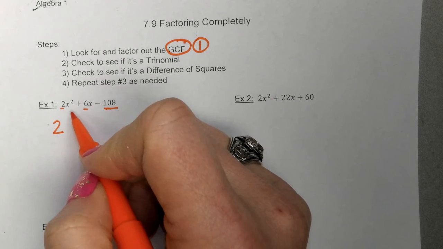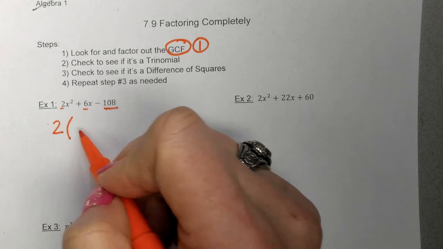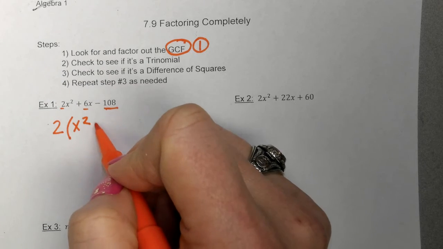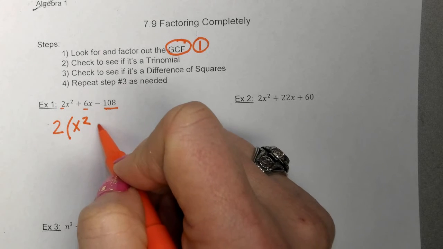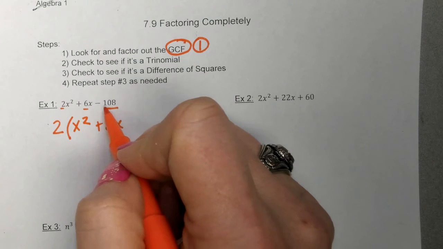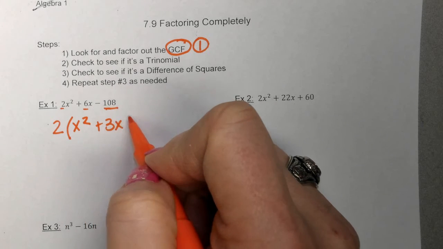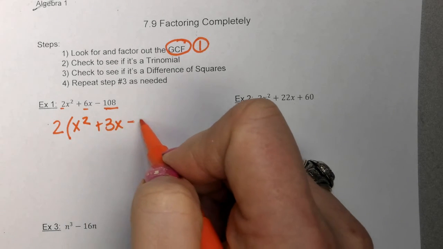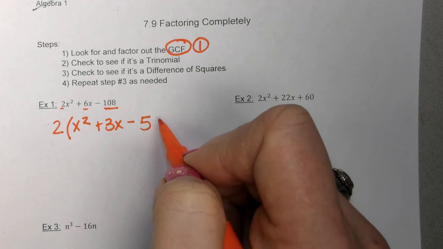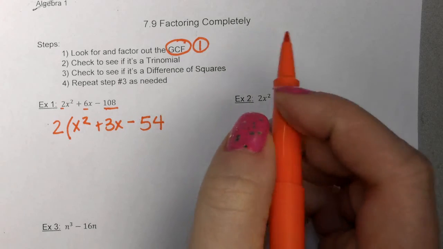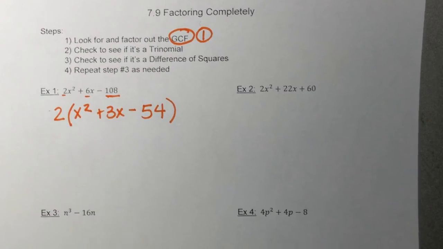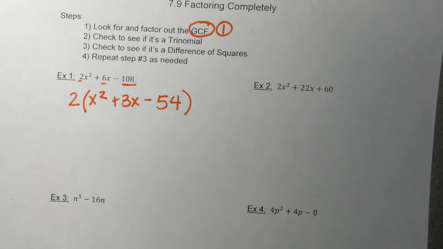Do they have an x? No. So we're going to just factor out the 2. That's going to leave us with just an x squared. 6 divided by 2 is a 3. X is still there. Negative 108 divided by 2 is going to be a negative 54. Okay? So we just did step 1, which was factor out the GCF.